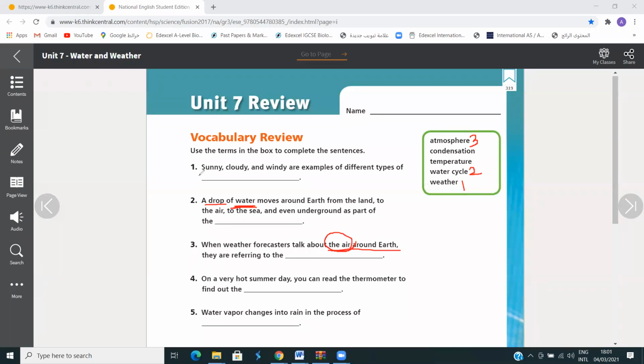Water vapor changes into rain in the process of condensation. Why condensation? It is temperature, I'm sorry. Answer number 5, not 4. Condensation, number 5. Okay, thanks. So water vapor means the gas.